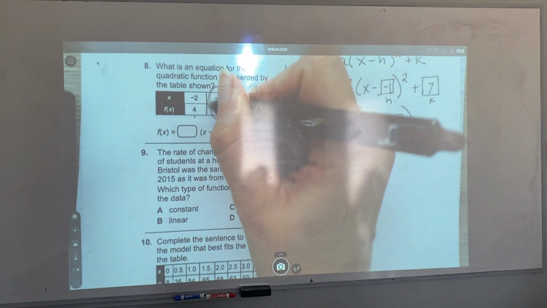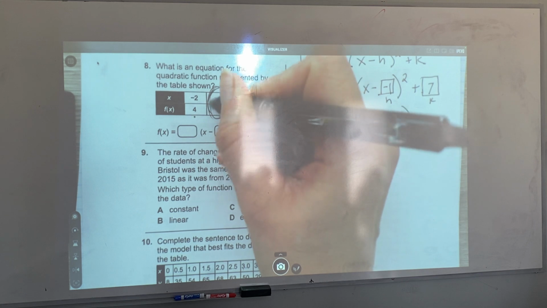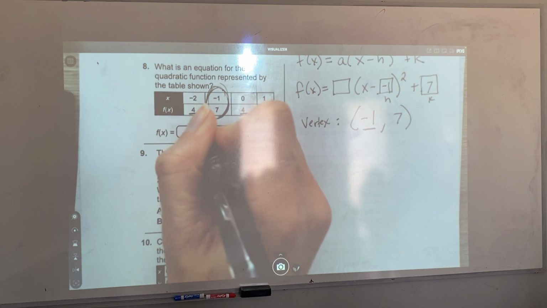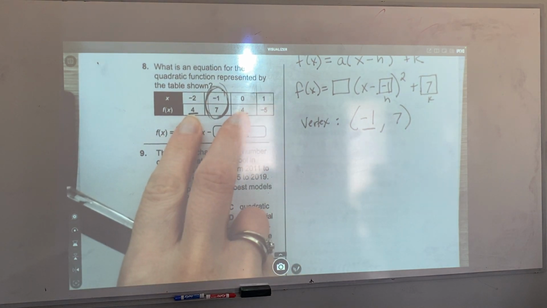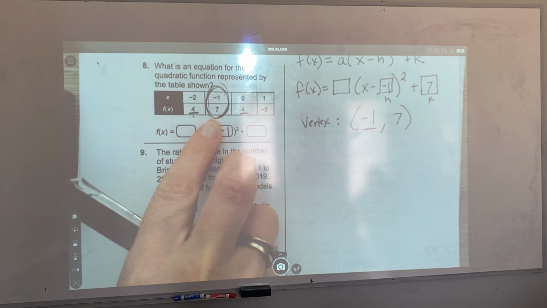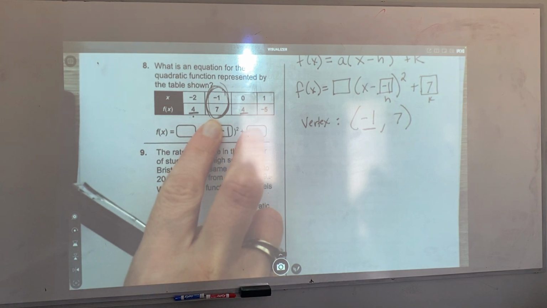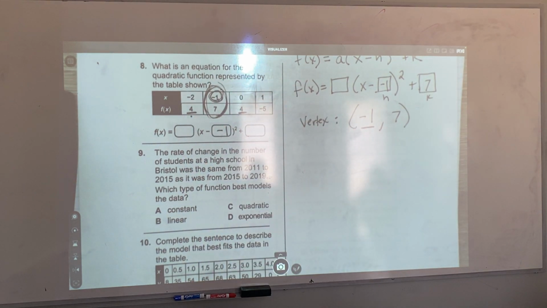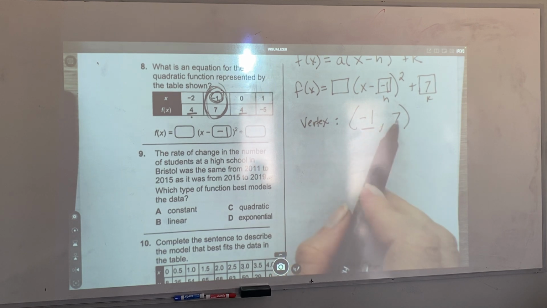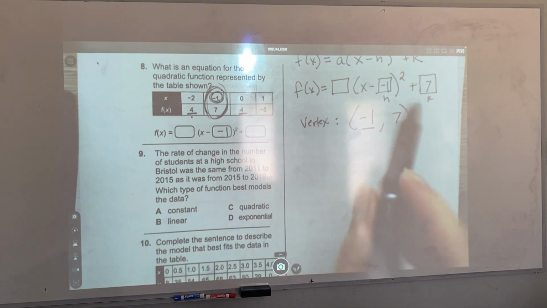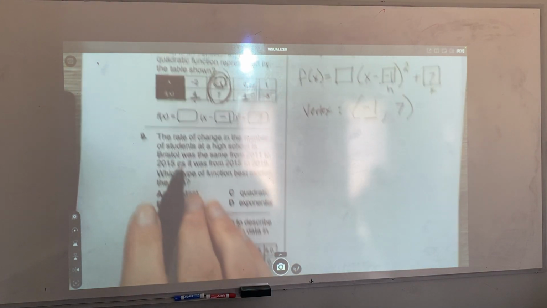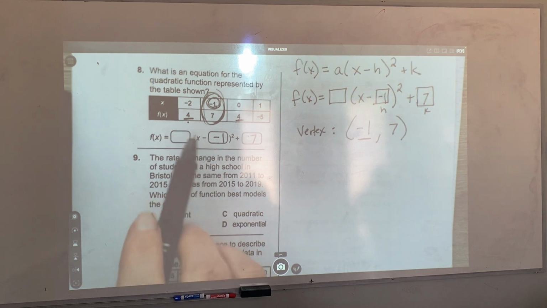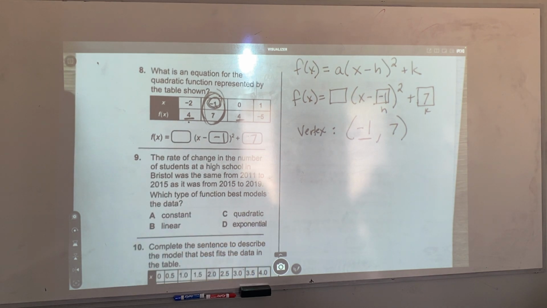Okay, so what we said was, we located that this is the vertex because if you look at your outputs, we see symmetry. If there's symmetry, that means the axis of symmetry is in between them, and the vertex is always on the axis of symmetry. So our vertex is -1, 7. I've got my -1 filled in, I have to fill in my 7. And then I still have something to figure out. What variable is this empty box actually representing?